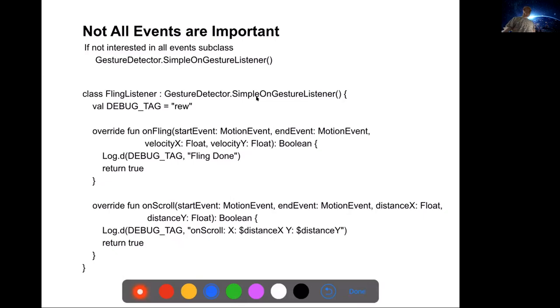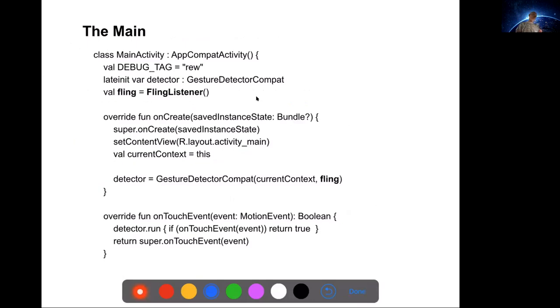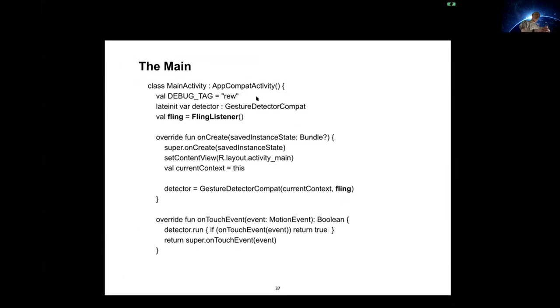Now, if you don't want to deal with all those events, you can subclass SimpleOnGestureListener and just implement the methods you're interested in. Here's an example where I subclassed it and just implemented onFling. It becomes essentially my fling listener. I get my detector and pass the fling listener to it. And then in the main activity, I'm still passing touch events to the detector. And if I remember correctly, that's it.